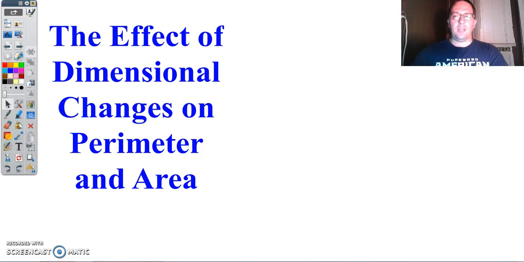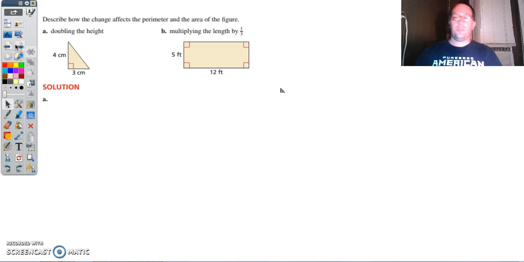Hello class, today we're going to talk about the effect of dimensional changes on perimeter and area. What this is talking about is what happens when we double the length of one side or triple the length of another side. What does that do to perimeter? What does it do to area?